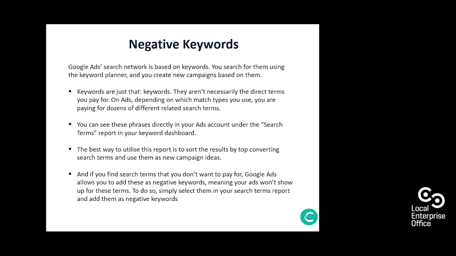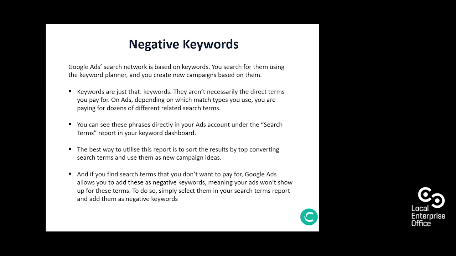So Google Ads Network is based on keywords. You search for them using the keyword planner and you create your new campaigns based on them. But keywords are just that, keywords. They aren't necessarily the direct terms you pay for. So on ads, depending on which match types you use, you are paying for dozens of different related search terms, or you could also call them variations on the search terms that you put in.